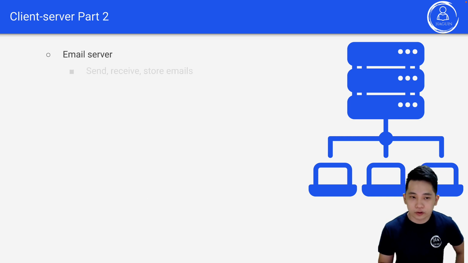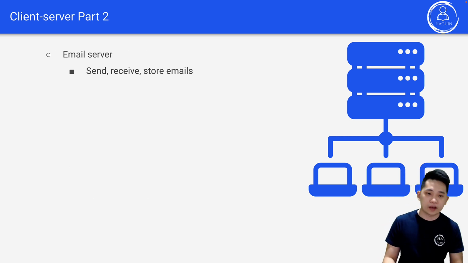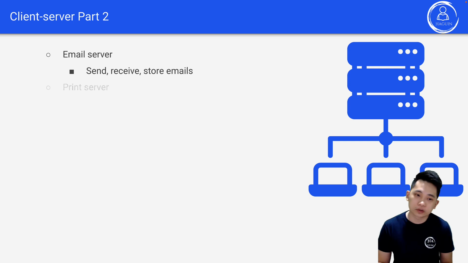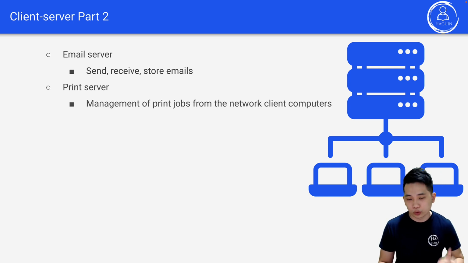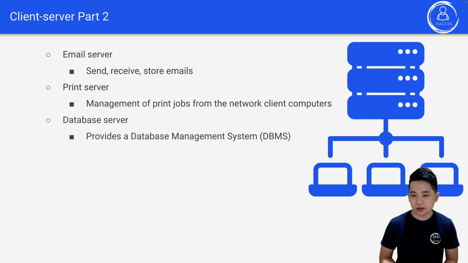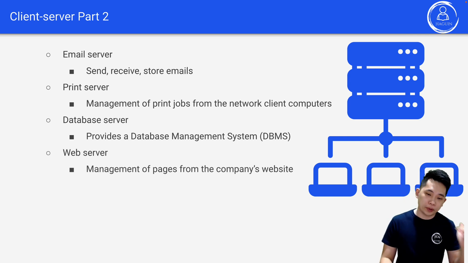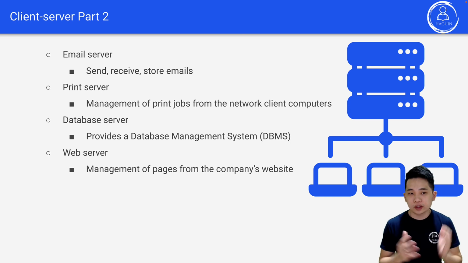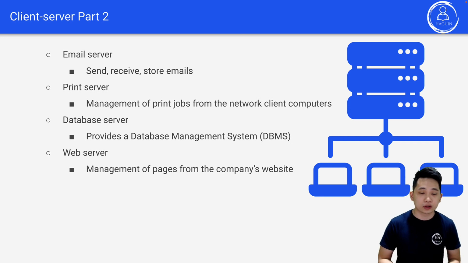Next will be the email server, which sends, receives and stores emails. Then we have the print server, which manages print jobs from a network's client computers. Then we have the database server, which provides a database management system, which is DBMS. We will cover this DBMS in later chapters. Then we have the web server, which manages pages from the company's website. These are all the servers that we normally have in terms of client server.